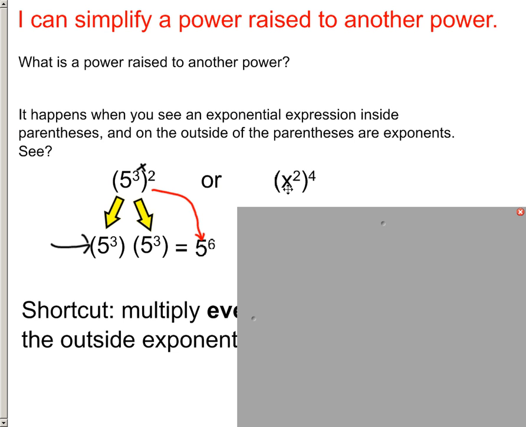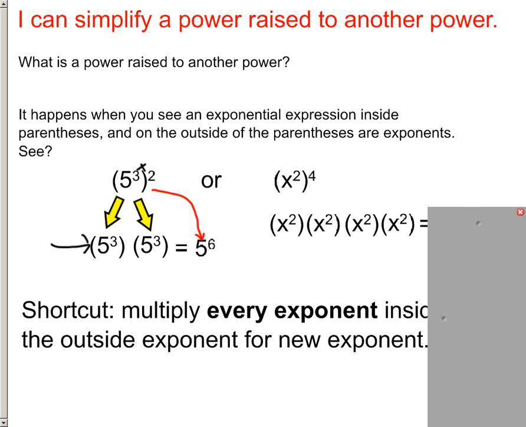So, yeah, there are 4 of these x squareds happening. X to the second power raised to the fourth power. That means there's 4 of them right there. So they're all multiplying each other. Add up all your exponents, 2, 4, 6, 8. The answer really is x to the 8th. However, you could just say 2 times 4 is 8 to keep the same base and you're done. Yeah, that's the shortcut. Multiply every exponent inside by the outside exponent.